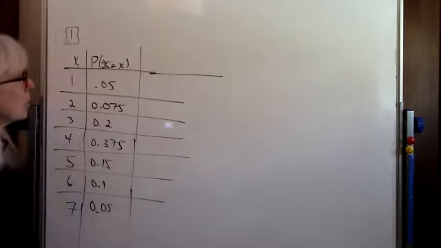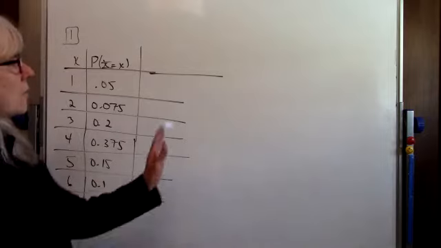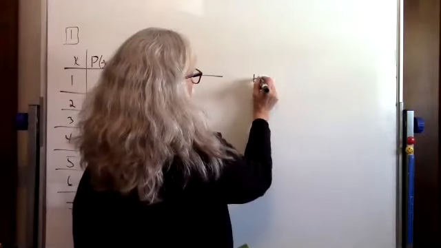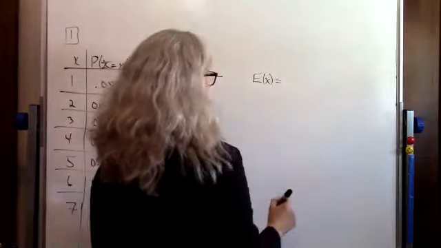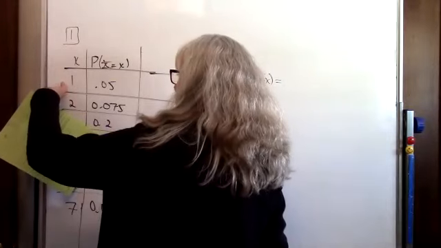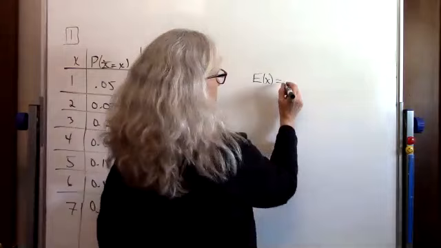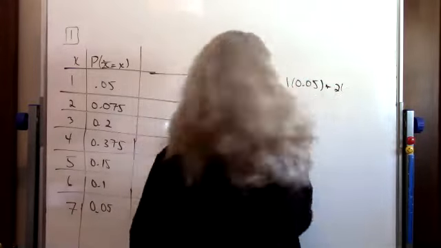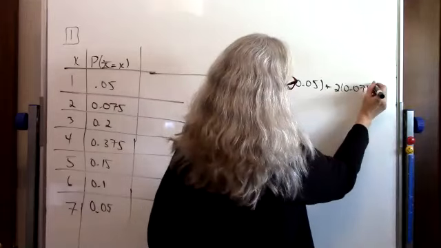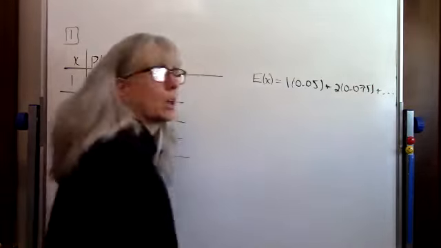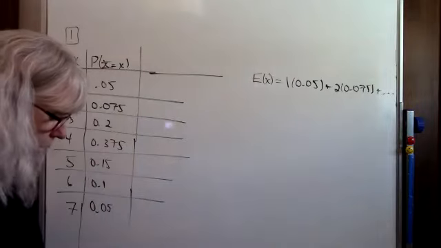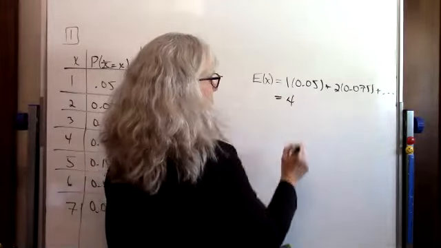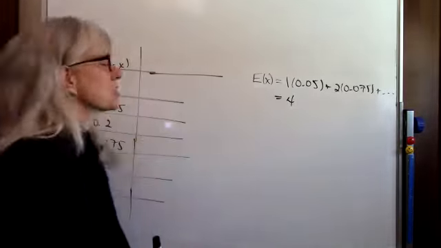Okay. So in order to figure out the variance, what we're going to do off to the side somewhere is figure out the expected value. So we need E of X. And again, to get E of X, we multiply each value of the numerical outcome times its probability. So that's 1 times 0.05, plus 2 times its probability, 0.075, plus... So go off and do that on your calculator. You should find that it comes out to be a nice number in this case. It comes out to be 4. This is a beautiful distribution. It really is.